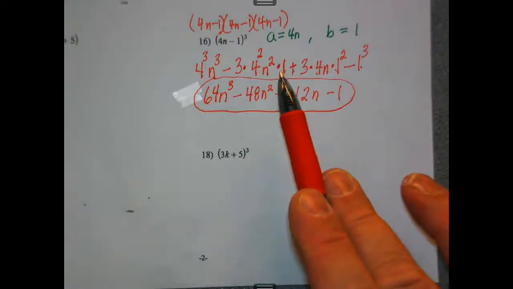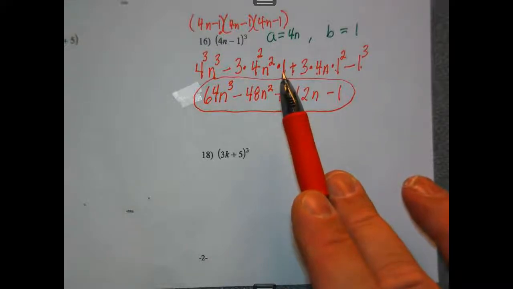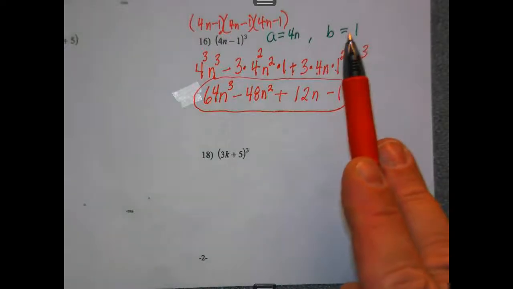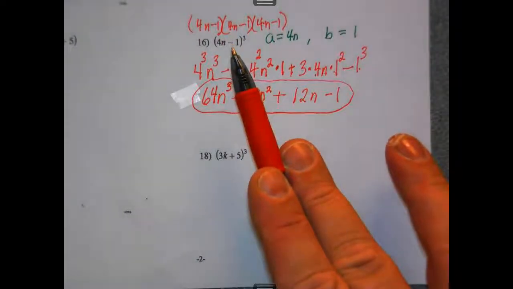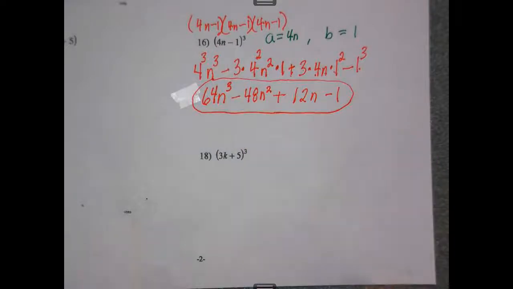That's a times 1. My b is 1. The minus sign only tells me which formula to use. It actually tells me more, but I don't want to go into it.